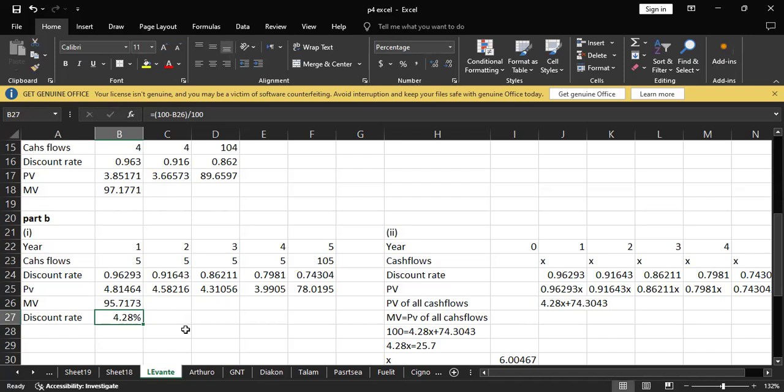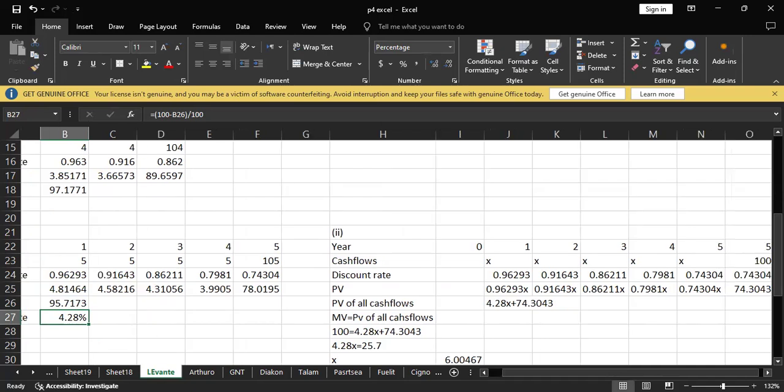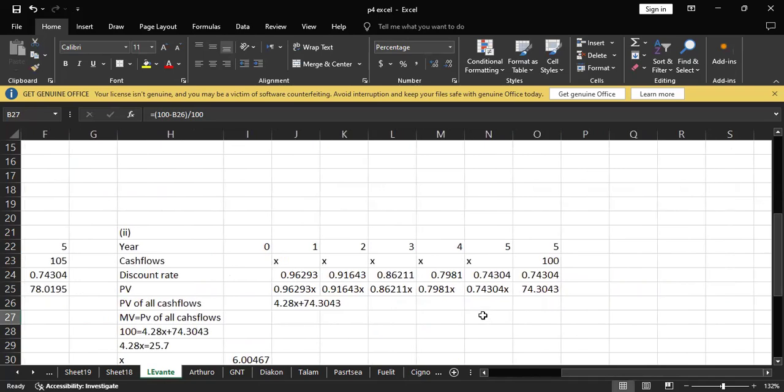In the second example, which students were thinking was the complex part of this question, the examiner was requiring from you what should be the coupon rate of this new bond. What was the examiner asking, guys? The examiner was asking what should be the coupon rate of this new bond.